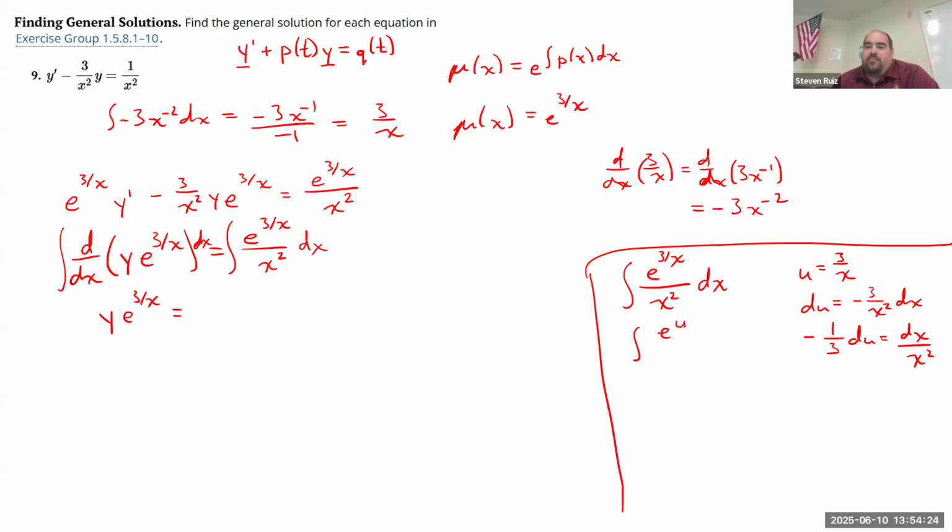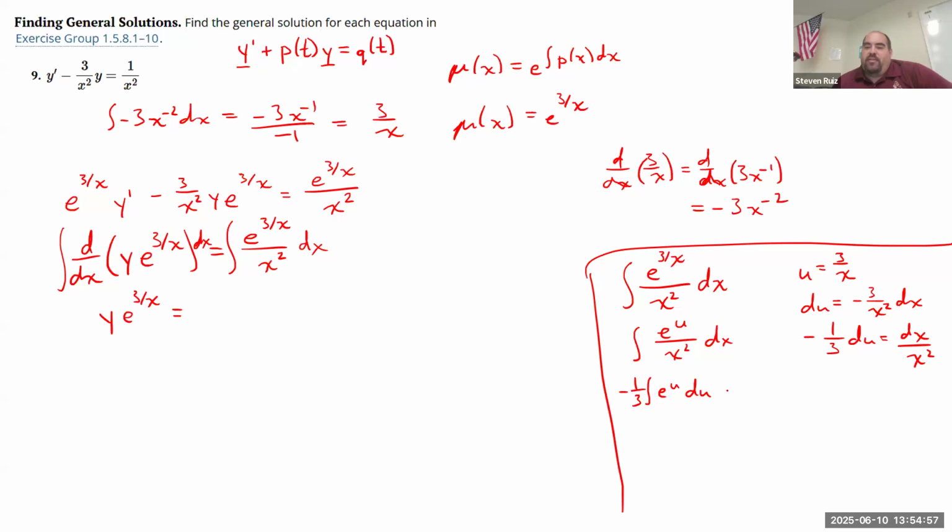Actually, let's try to think of the right way to illustrate that this will actually work. For now, let's just say e to the u over x squared dx. All right, and the dx over x squared, what is that going to be replaced by? That is going to be replaced by the -1/3, which I'll pull out outside the integral, and then the rest of this just becomes e to the u du.